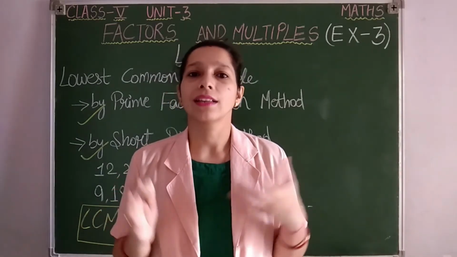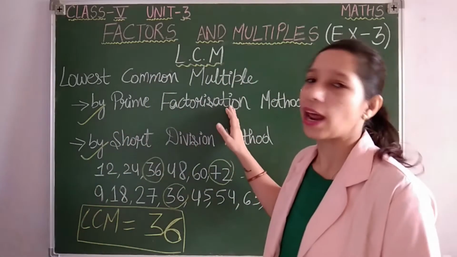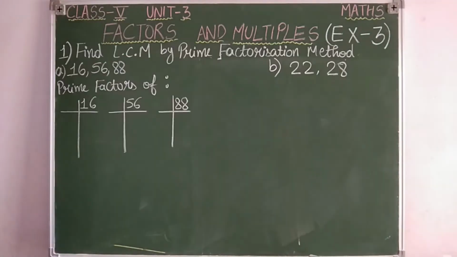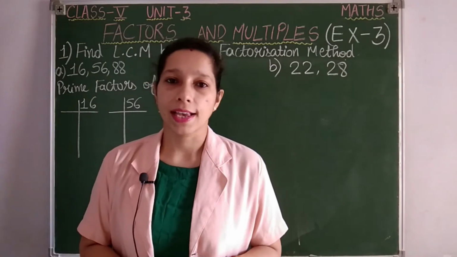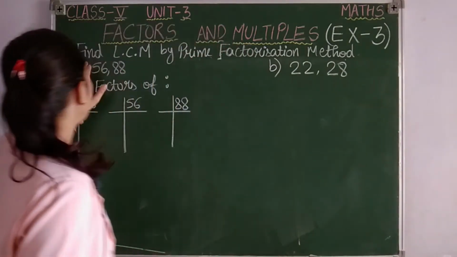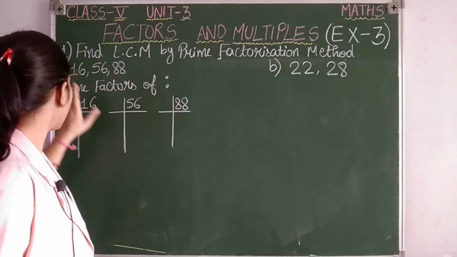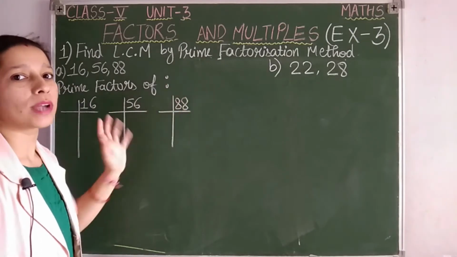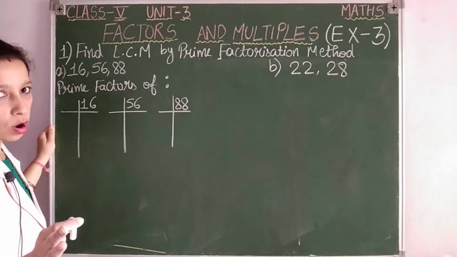Okay students, so I think the basic is clear to you. Now let us see our first method, which is LCM by prime factorization method. So students, in your textbook, exercise number 3, question number 1. Find LCM by prime factorization method. So with point A itself, I will explain you the method and we are also going to see how to calculate LCM. So prime factors you already know how to calculate, na.